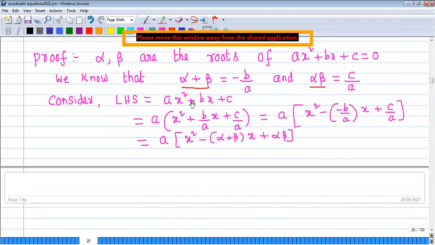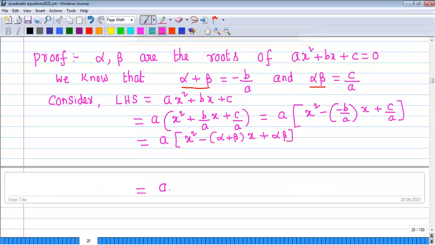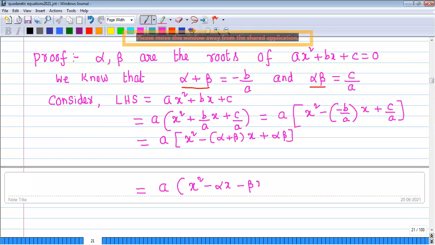Open the bracket means only just up to this part. Minus alpha x minus beta x only. So that means you get it like this: a times x square minus alpha x minus beta x plus alpha beta.